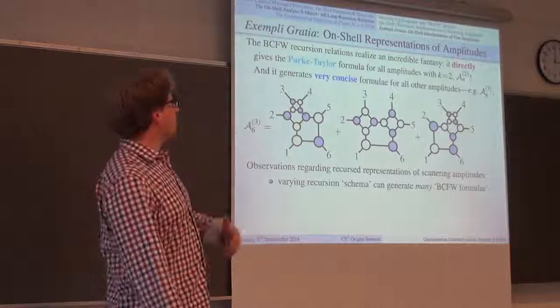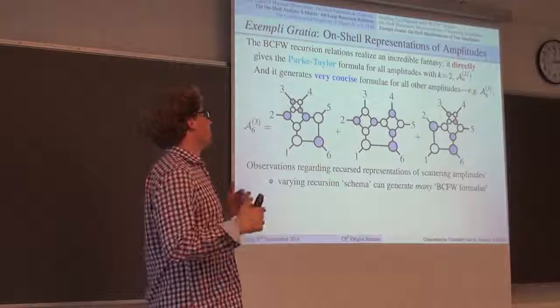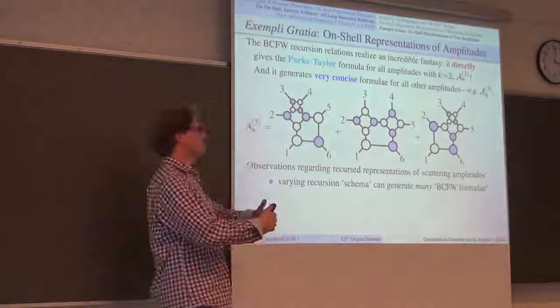Two different representations might not be that impressive, but say when you have eight particles, and you have four particles going to four particles, that amplitude is a 20-term expression, and there are 104 linearly independent collections of 20 terms that are all equal to each other.